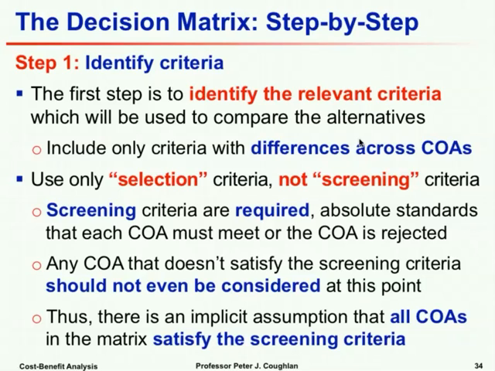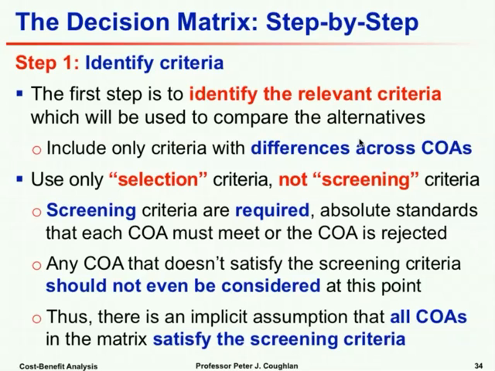It's important to use only selection criteria, not screening criteria. What we mean by that is there are some criteria that you've got to meet that are minimum. These are called screening criteria. The idea is that if you don't cross some threshold, if you don't meet the minimum requirements, then we're not even going to consider that course of action. Well, if during your CBA you find out certain courses of action don't meet the screening requirements, again, something to include possibly in your cost-benefit analysis report, but not necessarily something to include in your decision matrix.